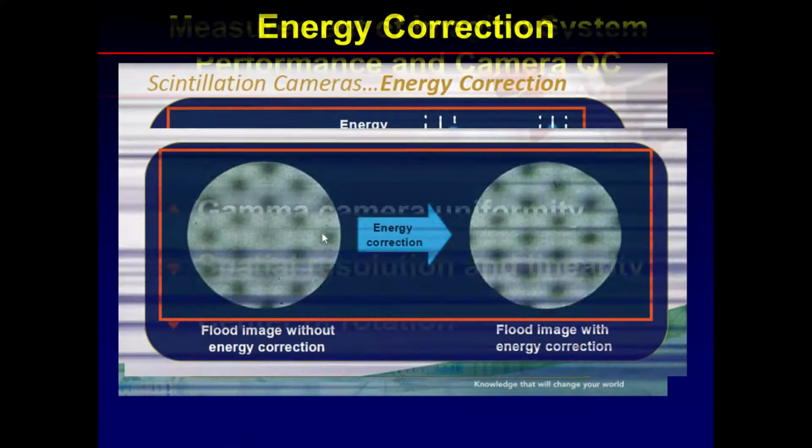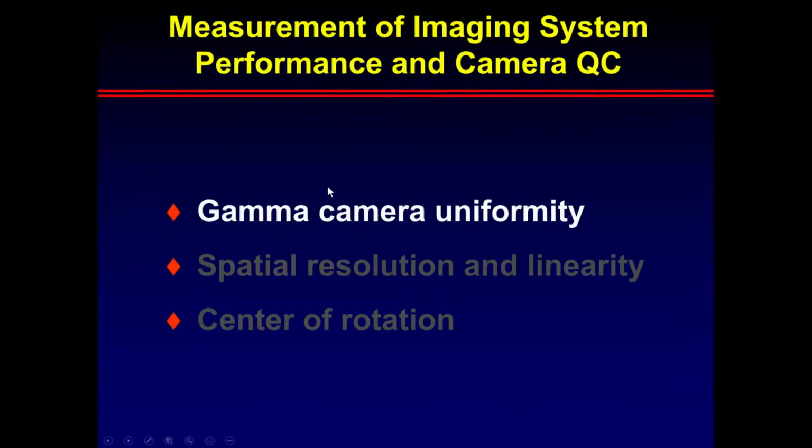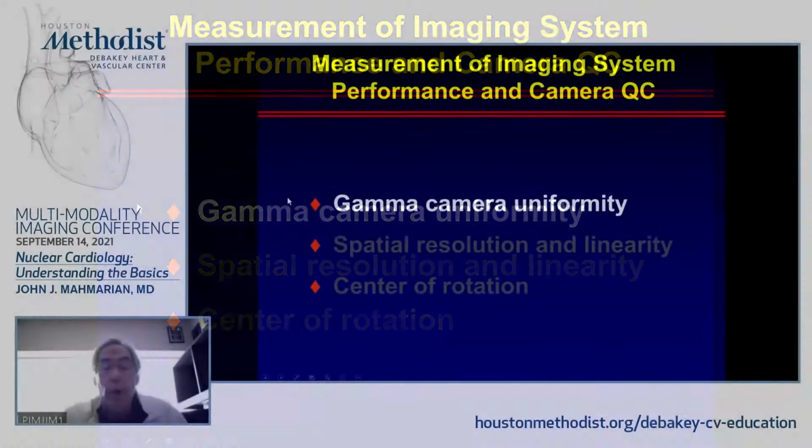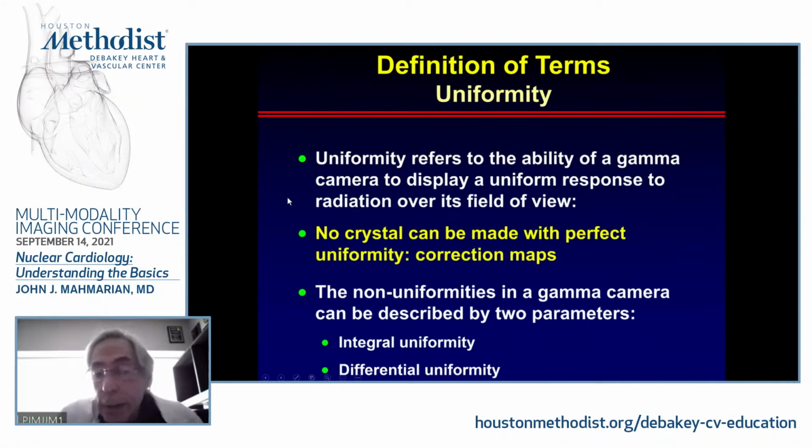We also have to look at camera uniformity. Every camera, or every crystal, is imperfect. And so every day we have to do correction maps on our different cameras to be able to correct for those imperfections. And we do different things. We do integral uniformity and we do differential uniformity.